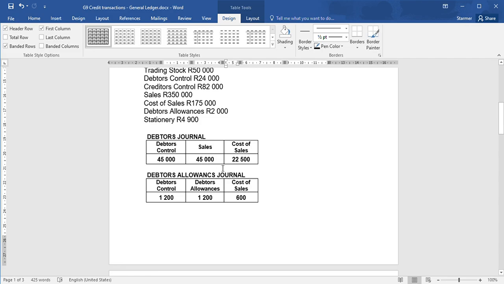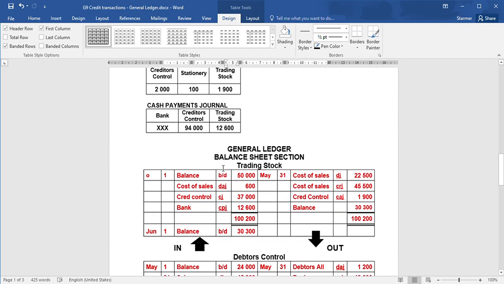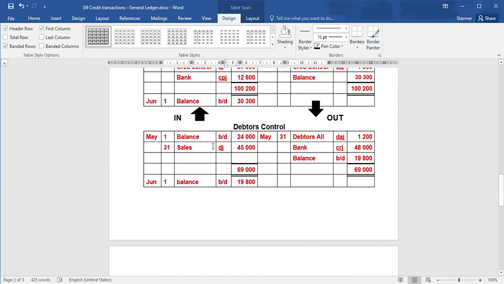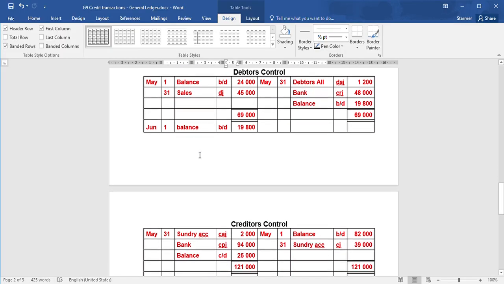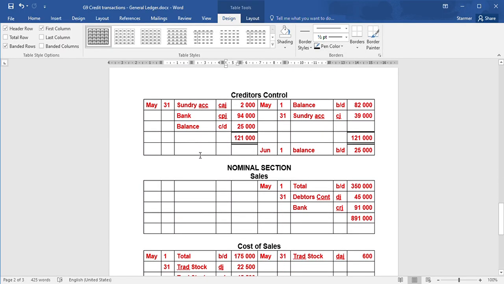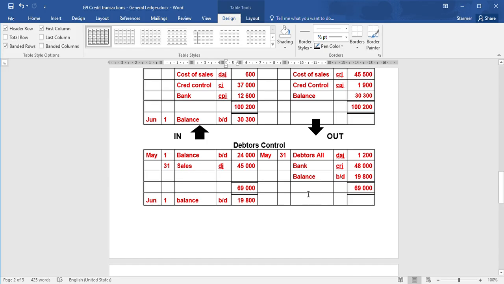So I want you to look at this double entry here. Debtors control is debited, they owe us more money, and you write sales. And in sales, on the credit side for the double entry, sales is increasing, and you write debtors control here. Can you see that 45,000 is on the credit and it's on the debit over here? So we've done our double entry.